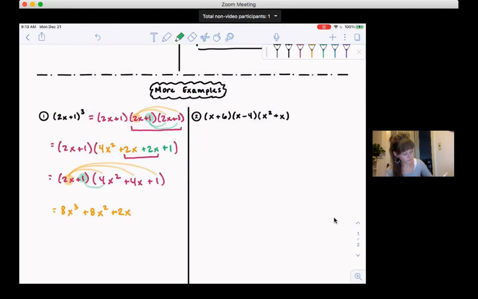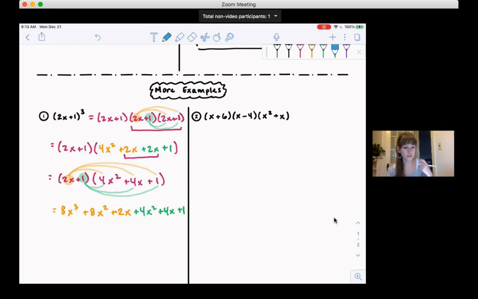Okay, 1 times 4x squared, that's just 4x squared. 1 times 4x, that's just 4x. And finally, 1 times 1 is just 1. All right, so now we're fully multiplied, and the last step is just to combine our like terms.